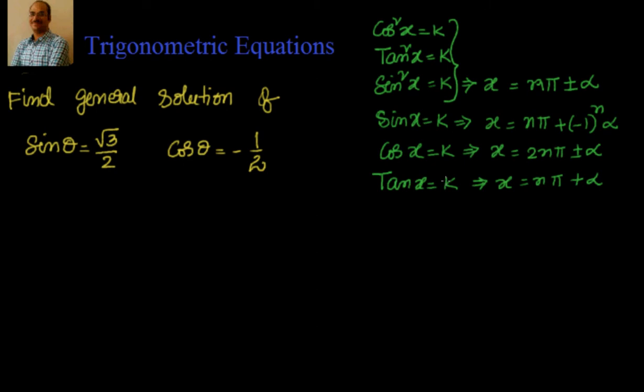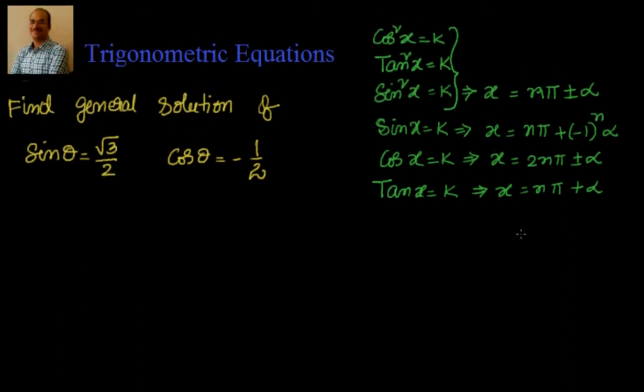Hi, welcome back. We are solving some examples as part of trigonometric equations. Now, this is the problem we have here. Let's solve it together. Find the general solution of sin theta equal to root 3 by 2, cos theta equal to minus 1 by 2. You have to find the general solution for theta.